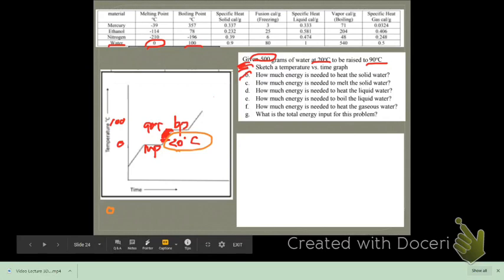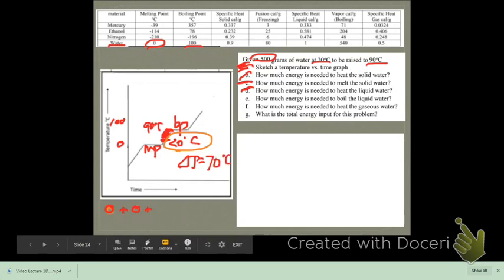Then it says how much is needed to melt the solid. Well, we're starting at 20 degrees Celsius. So there is no melting of the solid because we have no solid. So that's also 0. Okay. Then it says how much energy is needed to heat the liquid water. Well, do I have liquid water? Oh, I do, right here. So I know my delta T is from 20 to 90 degrees. So my delta T to heat that is 70 degrees Celsius.